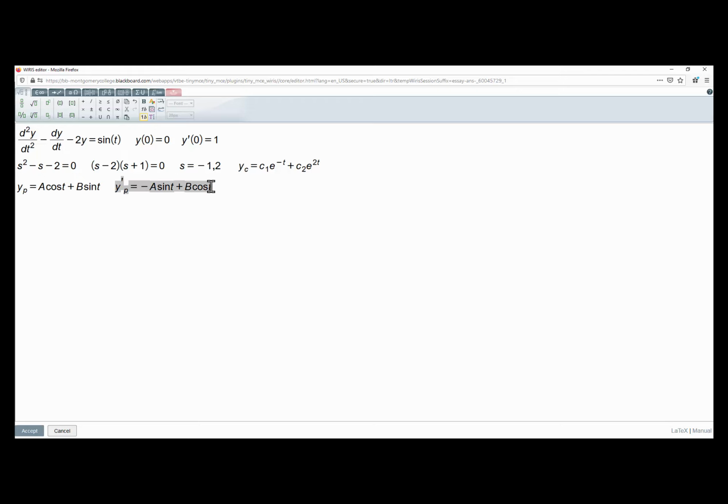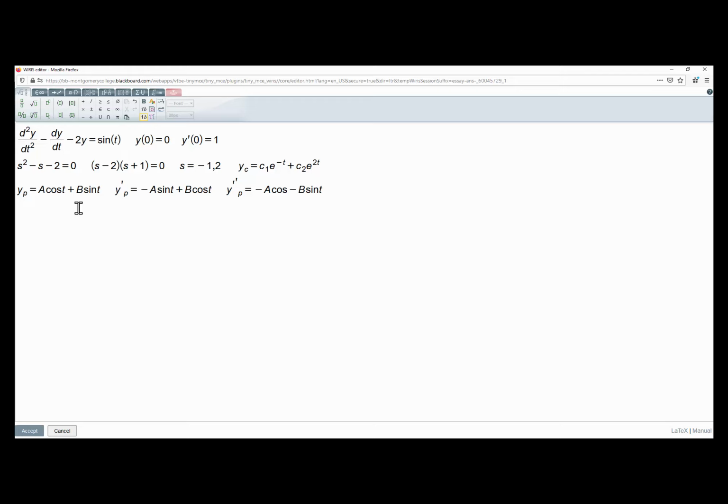And then we will take the derivative of this again, because we need the second derivative to substitute in. So we simply get the second derivative. So this becomes negative a cosine t, and then minus b sine t.